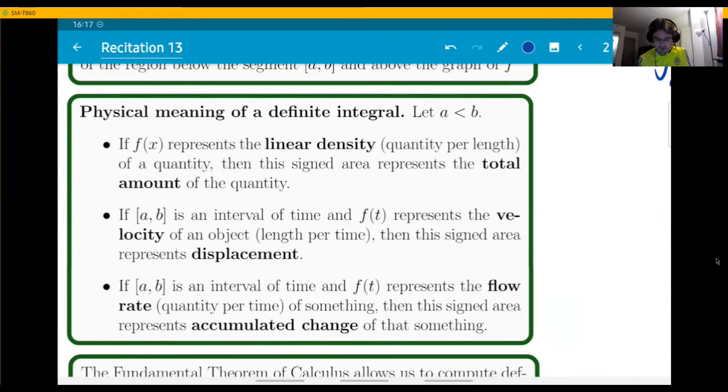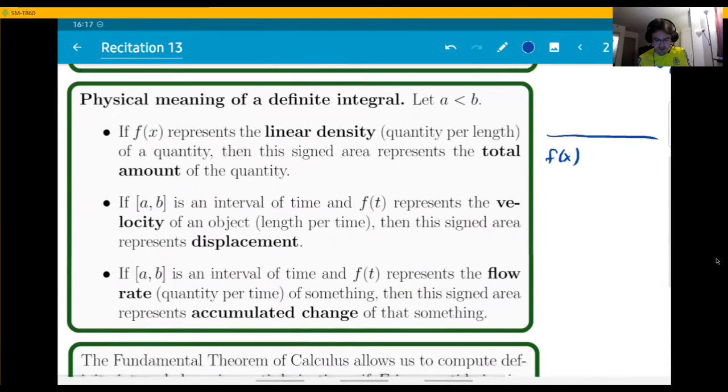So for example, you could have a line segment where the mass changes, like maybe the left side of this wire is heavier than the right side. So you have a mass function, f of x, a mass density function. And when you integrate that, you get the total amount of mass.